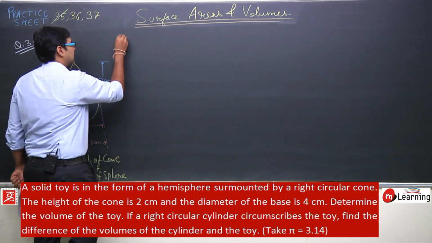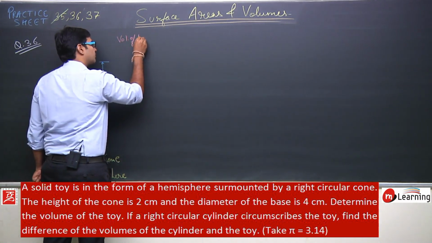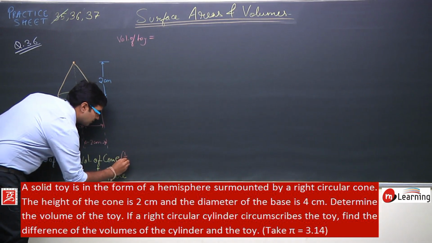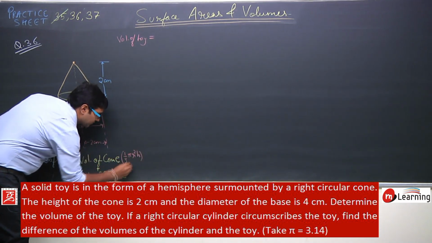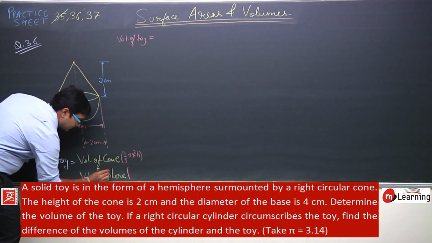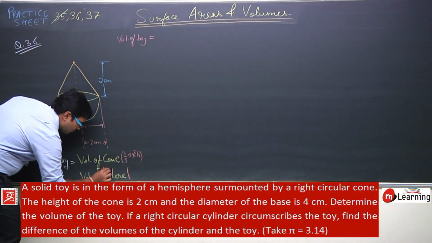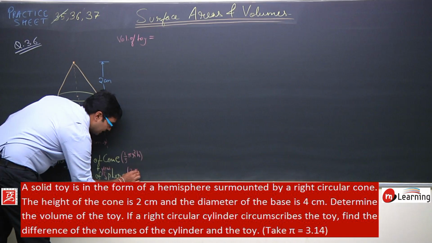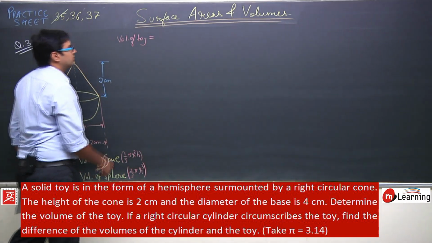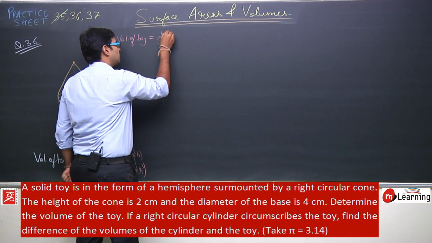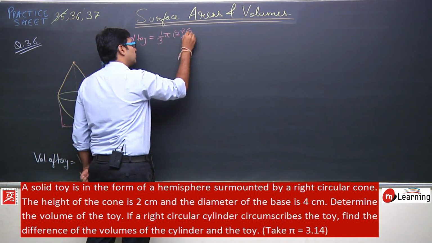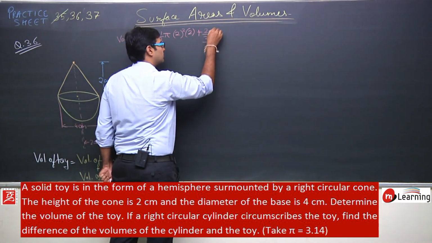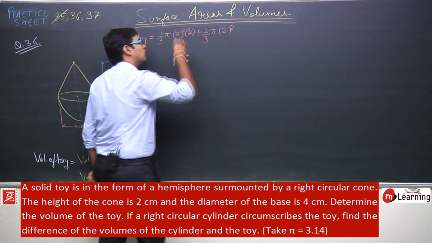So volume of toy will be, what is the volume of cone? Volume of cone is 1/3 pi r square h, and volume of hemisphere is 2/3 pi r cube. So this volume will be 1/3 pi, radius is 2 square into height of the cone is 2, plus 2/3 pi r cube is cube of 2.